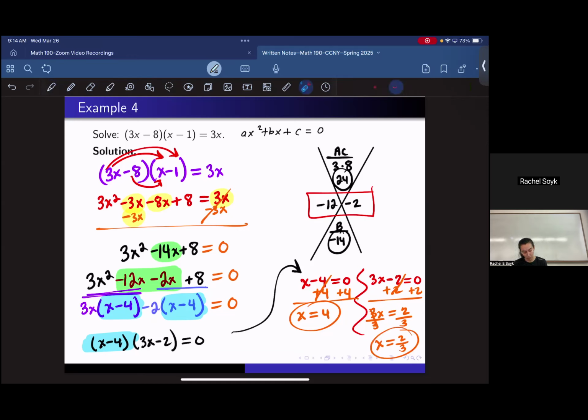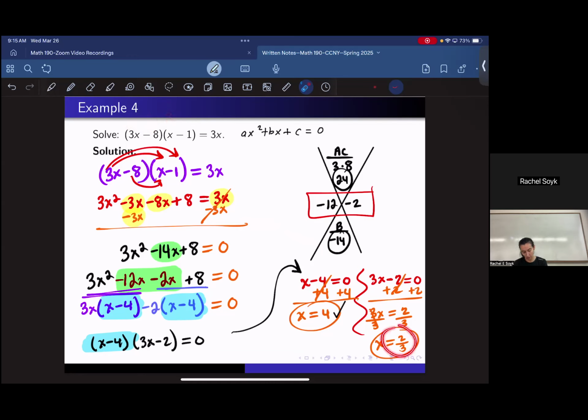So when we plug in 4, we get 3 times 4 is 12. 12 minus 8 is negative 4. 4 minus 1 is 3. Negative 4 times 3 is negative 12. And then we have 3 times 4 is positive 12. Ooh, that does not work. Let me just make sure I did this correctly. I made a mistake, right? When we plug in 4, 4 times 3 is positive 12. Minus 8 is positive 4 times positive 3. Yeah, so that does work.